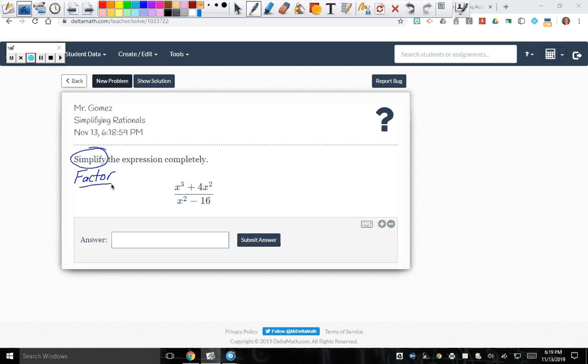How can I factor the top? Any one of you guys. What do I do? What do I pull out? Pull out x squared. What's left? X plus 4. Yep. And on the bottom, can I pull anything out? Nope. But I can factor right now, right? To what? 4 and 4, right? So x plus 4 and x minus 4.